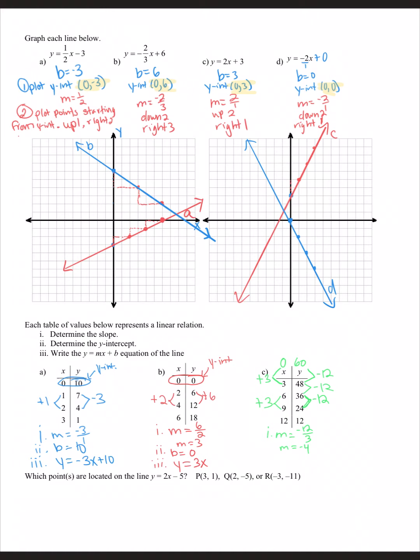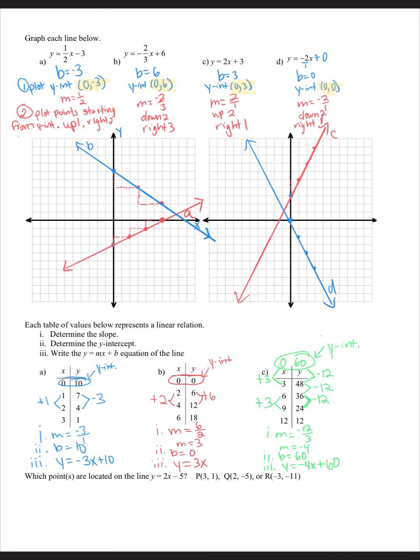Okay. So now we have a 0 in our table of values. We can see that that then is going to be our y-intercept. Okay, so our b value is going to be 60. So the last step is to write our equation. So y equals negative 4x plus 60.